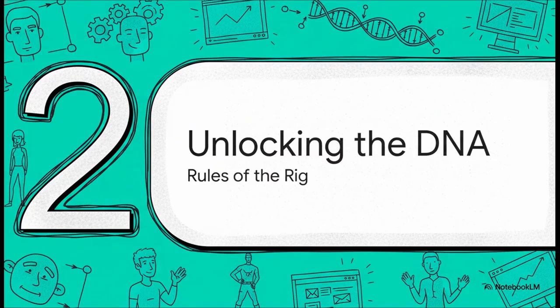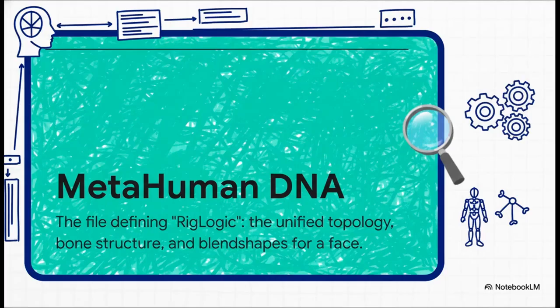So, if we want to customize a metahuman, we can't just jump in and start sculpting. We gotta understand the rules of the game first. We need to unlock the DNA and really get a handle on the rig. And this is the key to everything, the metahuman DNA file. Seriously, this is the blueprint. It contains what's called rig logic for the face, and it defines the whole shebang, the topology, the bones, the blend shapes. You have to think of it like, well, actual DNA. If you want to change something, you can't just ignore the source code. You've got to work with it.